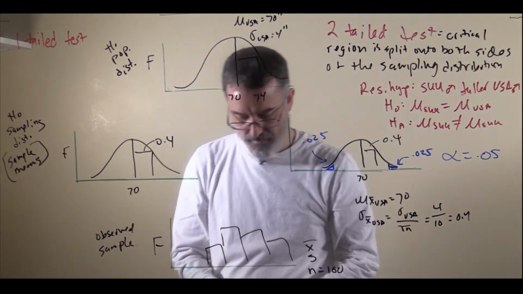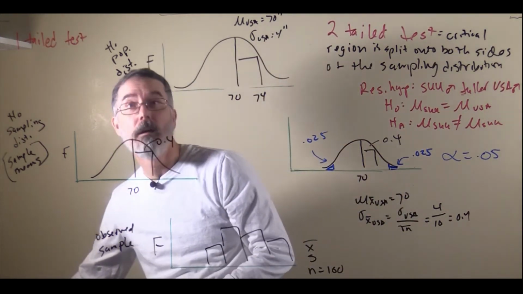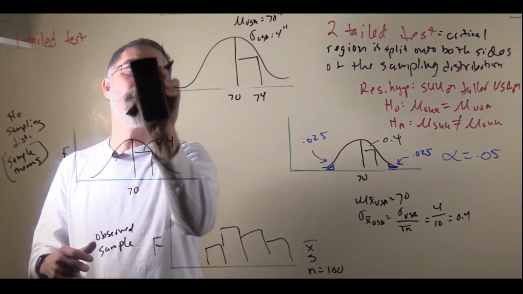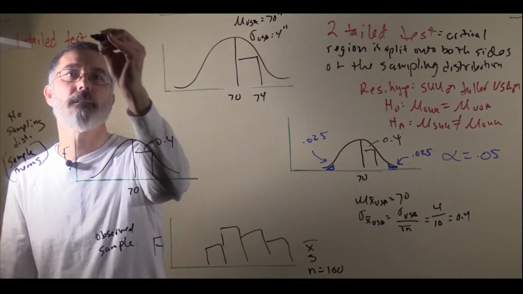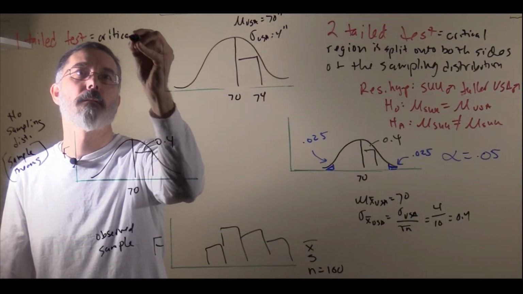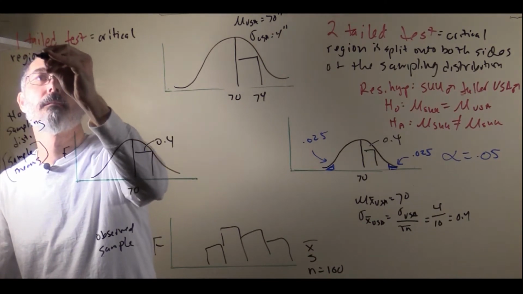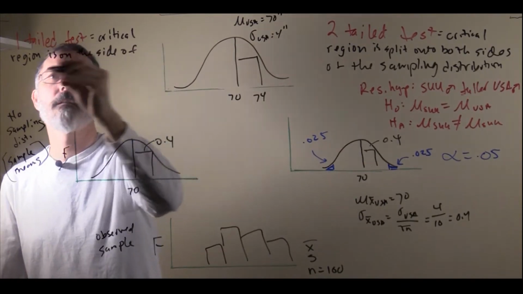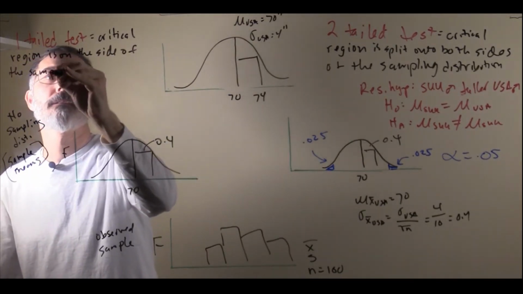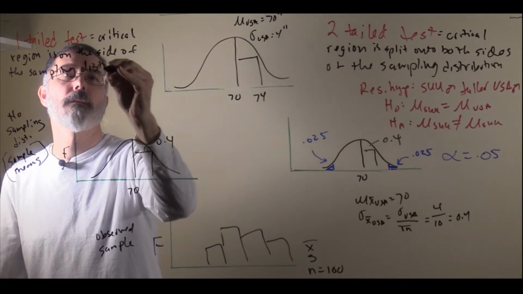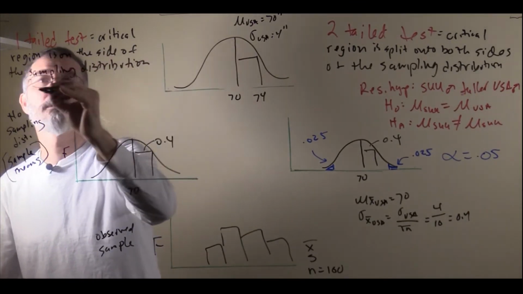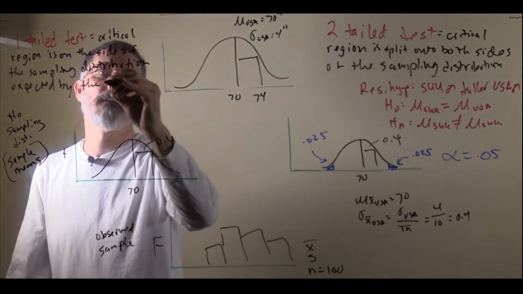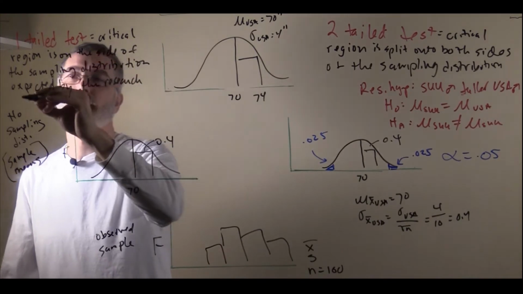For comparison, let's talk about the one-tailed test. So I'm going to create a little bit more space here to write. In a one-tailed test, the critical region is on the side of the sampling distribution expected by the research hypothesis.